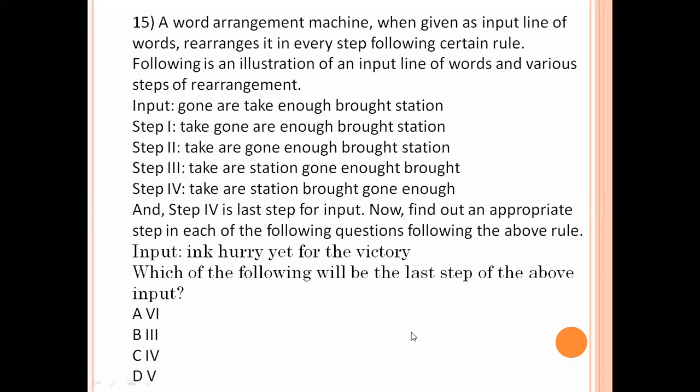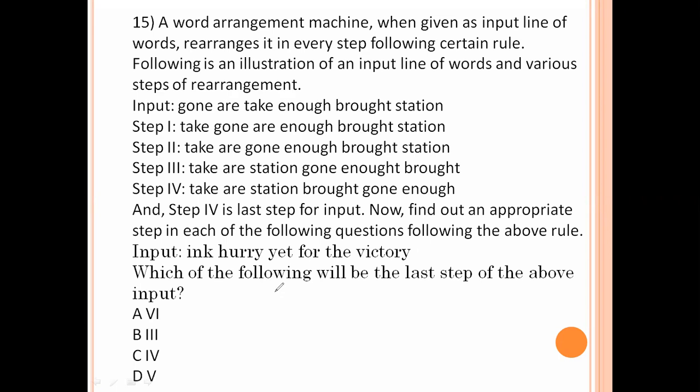Next, a word arrangement machine, when given an input line of words, rearranges it in every step following a certain rule. Following is an illustration of an input line of words and various steps of arrangement. So step 1, step 2, step 3, step 4, step 5. Step 4 is the last step for the input. Now find out the appropriate step in each of the following questions given below. Which of the following will be the last step of the above input?